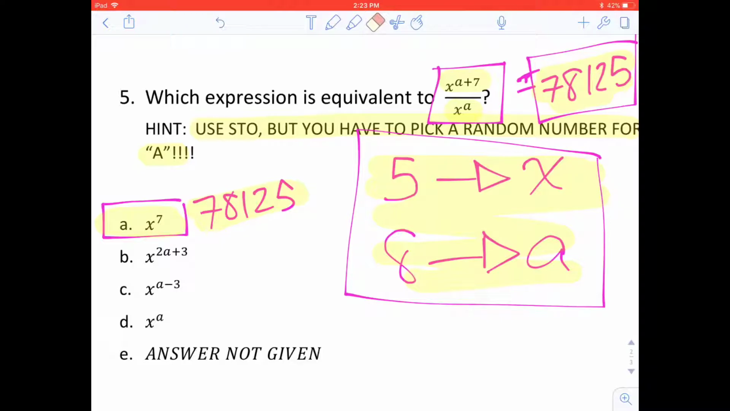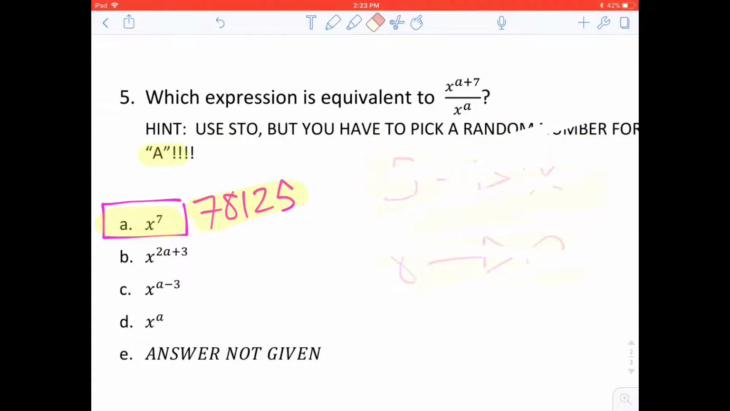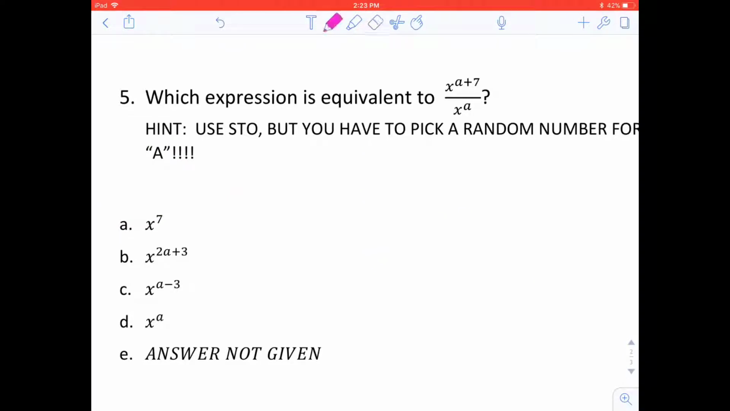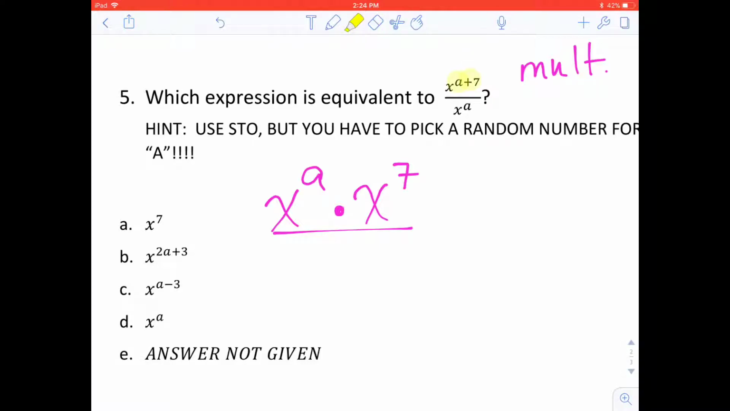But what if you're wondering, how would I answer this using algebra, using the law of exponents? Well, you have to think backwards here on this top part. So I'm going to draw a fraction bar. And remember our rule. When do we add exponents? We add exponents when we are multiplying, right? So I can actually rewrite the top part of this fraction as x to the a power times x to the 7th power, because the rule says you would just simply add the two small numbers. But in this case, we have a letter, so that would be a plus 7.